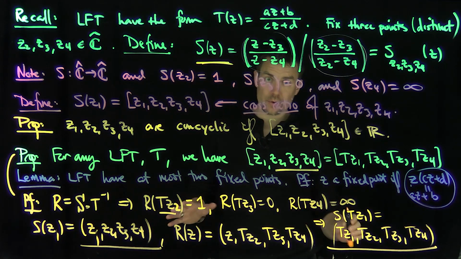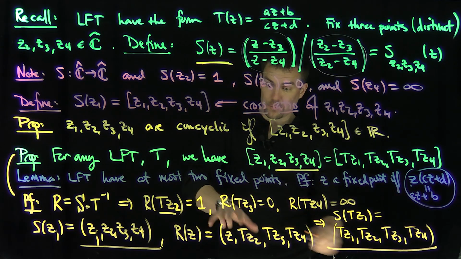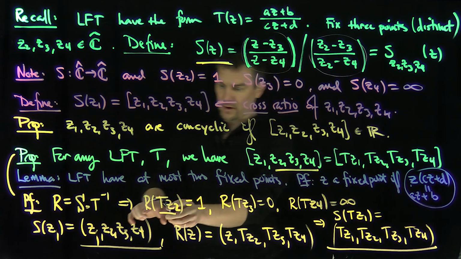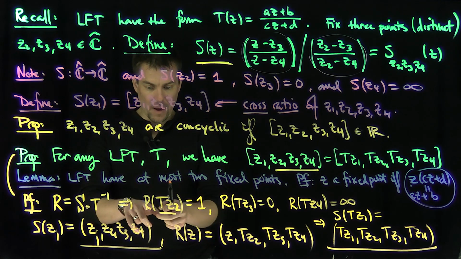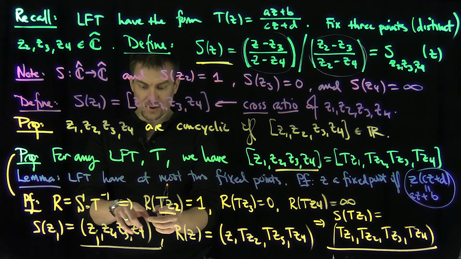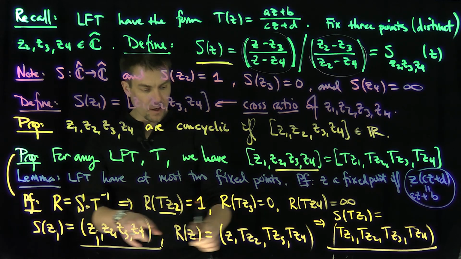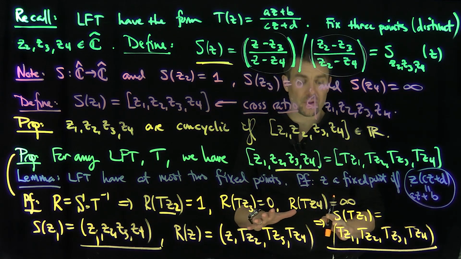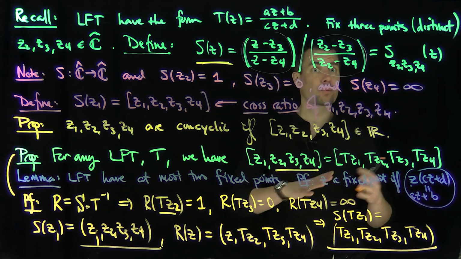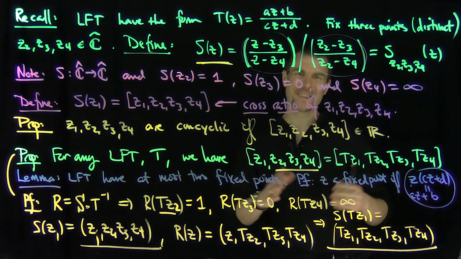So any linear fractional transformation, by virtue of the fact that you can only have 2 fixed points, is going to force this position over here. That's going to force R composed with T to be clearly equal to S, right? And now, of course, that allows me to conclude that the cross ratio is preserved by any linear fractional transformation, which is going to be a very useful mechanism when proving geometric properties of LFTs. Thank you very much.